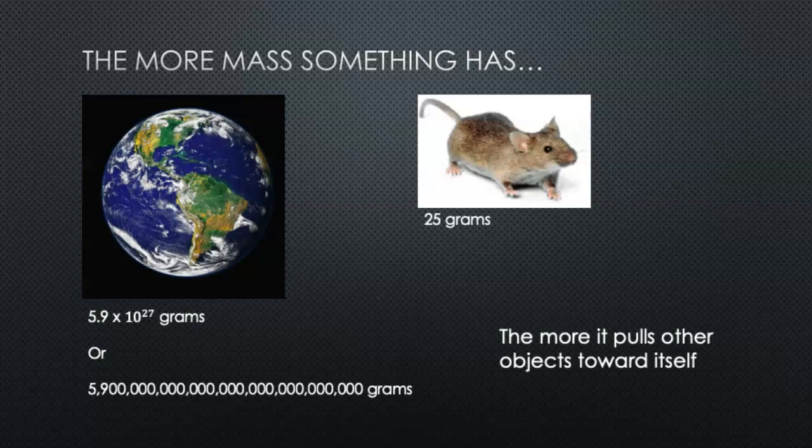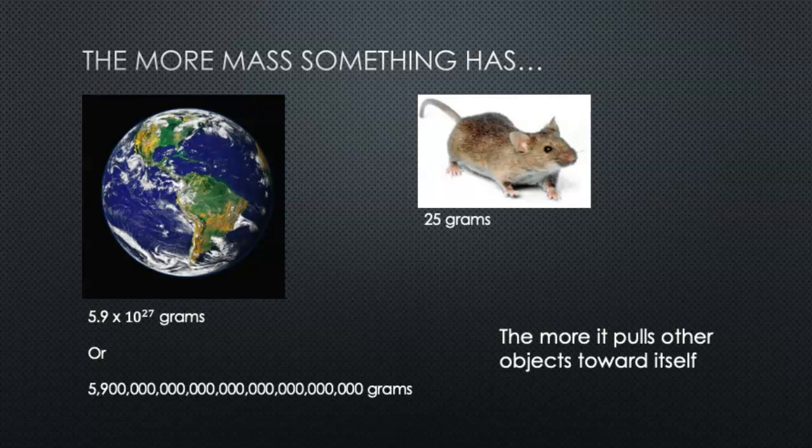So the more mass something has, the more it pulls other objects toward itself. That's what gravity is. So if you look at the Earth, this is how many grams it has. It has 5.9 times 10 to the 27th grams. That's 5.9 with 27 zeros after it. So it has a lot of mass. So it pulls other objects toward itself quite hard. The mouse, on the other hand, only has 25 grams. So even though it has gravity, it doesn't have very much.